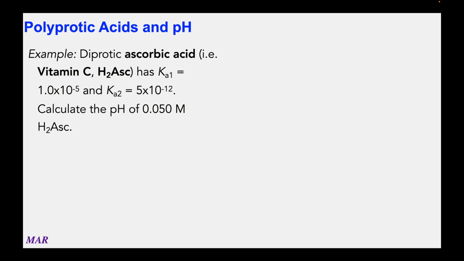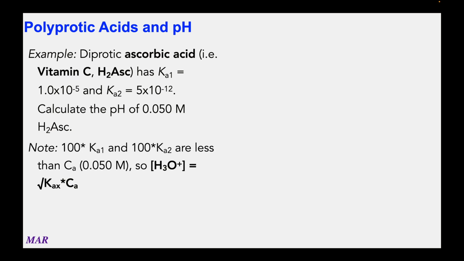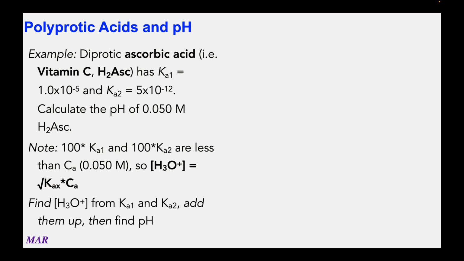And what we'll do is we'll first find the hydronium from Ka1. We'll then also figure out the hydronium from Ka2, and ideally we'll add them together to give the overall hydronium, and then minus log of that will give pH. Now, in all of these, 100 times K is going to be less than C. So hydronium really is just equal to the square root of the Ka we're looking at times the Ca, and I'll show you that here in a sec. You can find hydronium from Ka1, you can find hydronium from Ka2, add them up to find the pH.